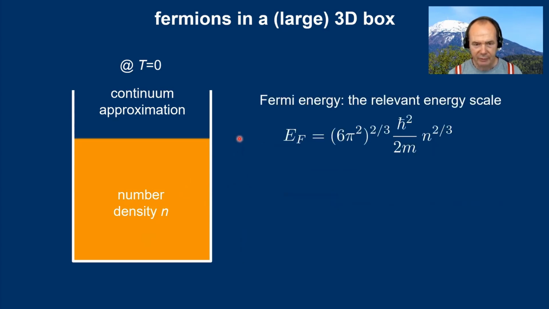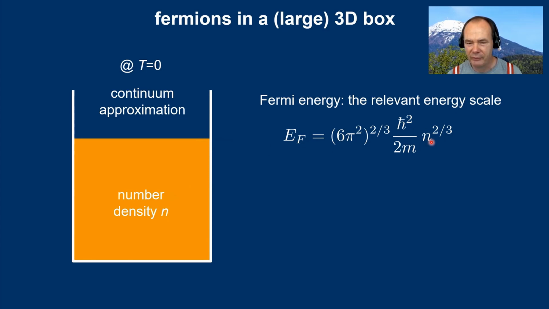Okay, what next? Next, the Fermi energy. Now, if I integrate over the density of states and use the Fermi distribution, which fills all the states up to a certain Fermi energy, I can establish a relation between Fermi energy and the number density. And it's important that the Fermi energy, which is the relevant energy scale for a Fermi gas, is proportional to the number density to the power of 2/3. It's not proportional to the number density, it's proportional to the number density to the 2/3.